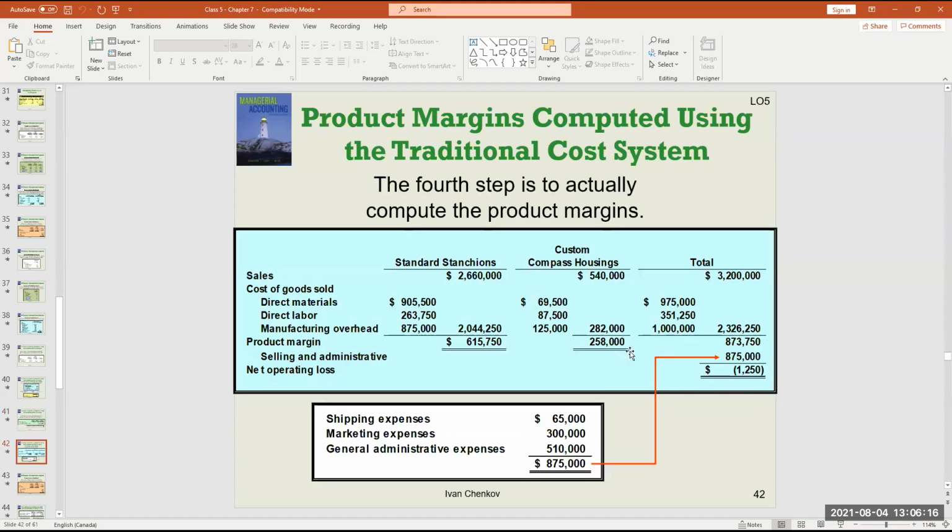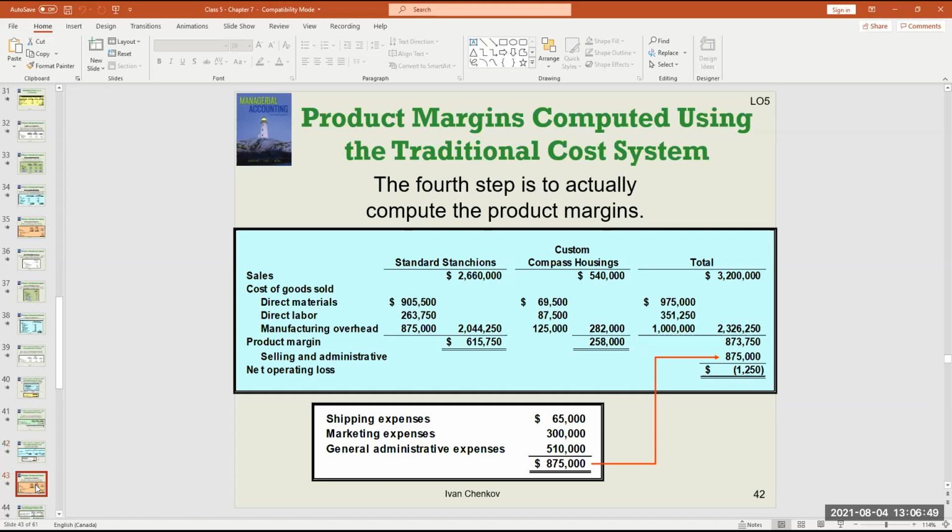Once we do that, we can run the report. And if we run the report, again, watch this: we're not changing the bottom line. We still have a net operating loss. However, the product margin has changed. And we're not allocating the marketing expenses, and we're not allocating any general administrative expenses. Those are directly selling and administrative expenses.